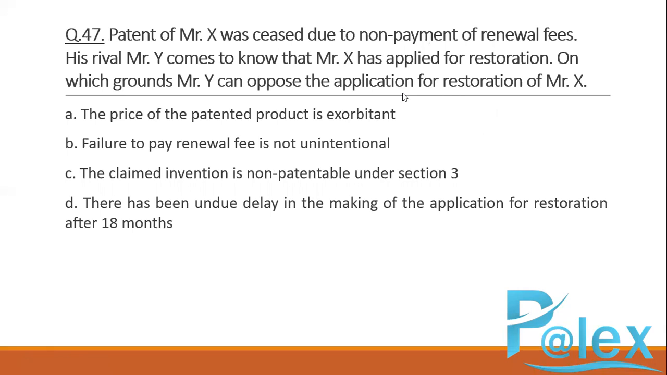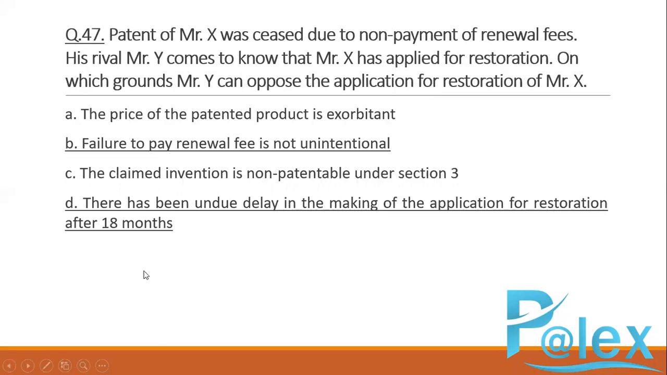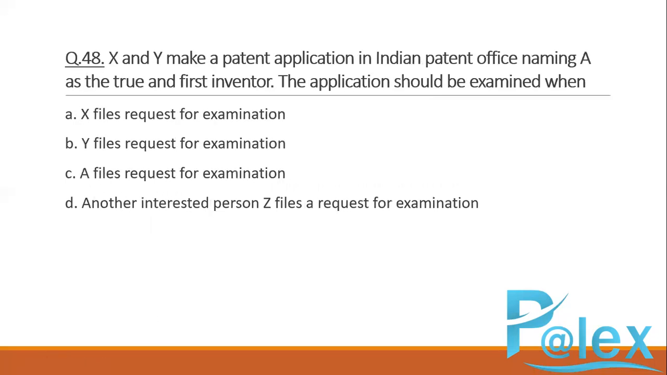There was another question asked about restoration of patent, opposition to the restoration. Herein, the two clauses are failure to pay renewal fees not unintentional. That means the fees was intentionally not paid, and the delay is more than 18 months basically. So that's the correct answer.